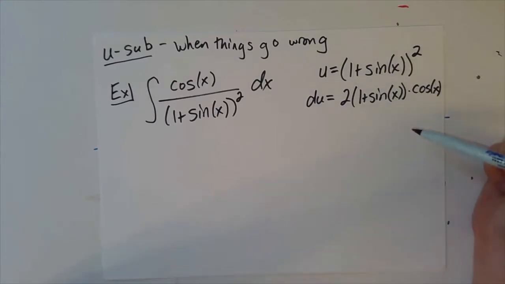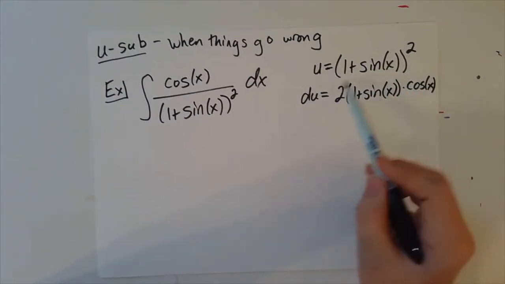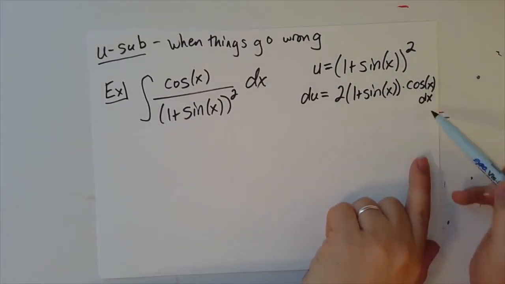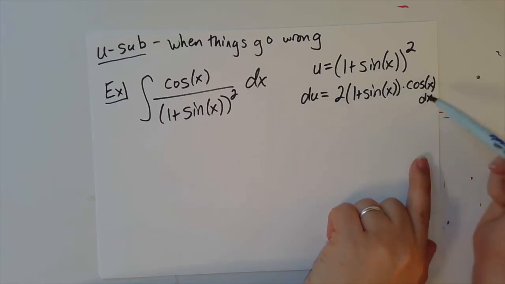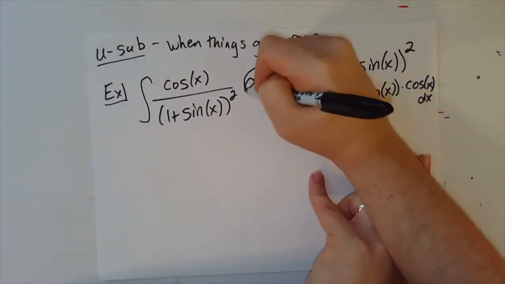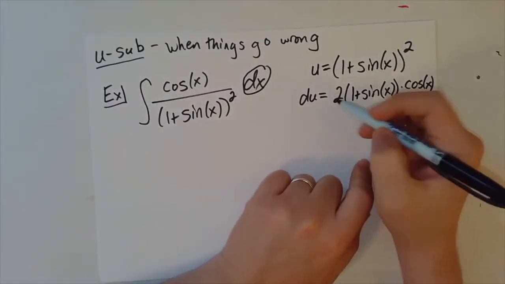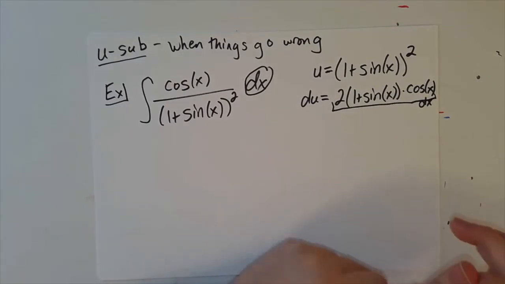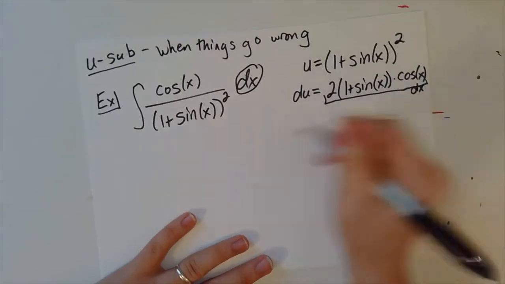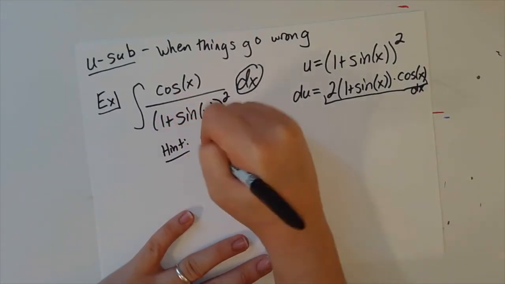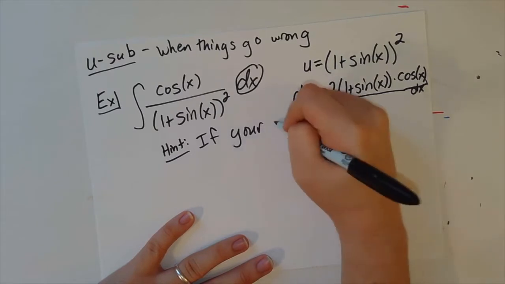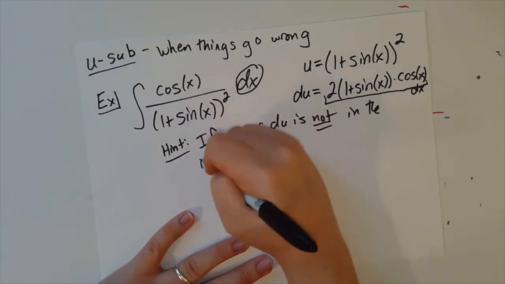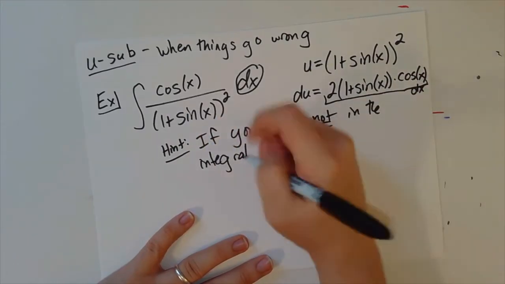And we're going to have a bit of a hard time making that appear, because remember, ultimately, we're going to have this du, we're going to have to somehow find that in there, because we have to get rid of this dx. So the thing I get from my du is going to have to be part of the integral, or I'm going to have to make it appear in the integral. Okay, so here's just a general hint. If your du is not in the integral at all, something has gone wrong.